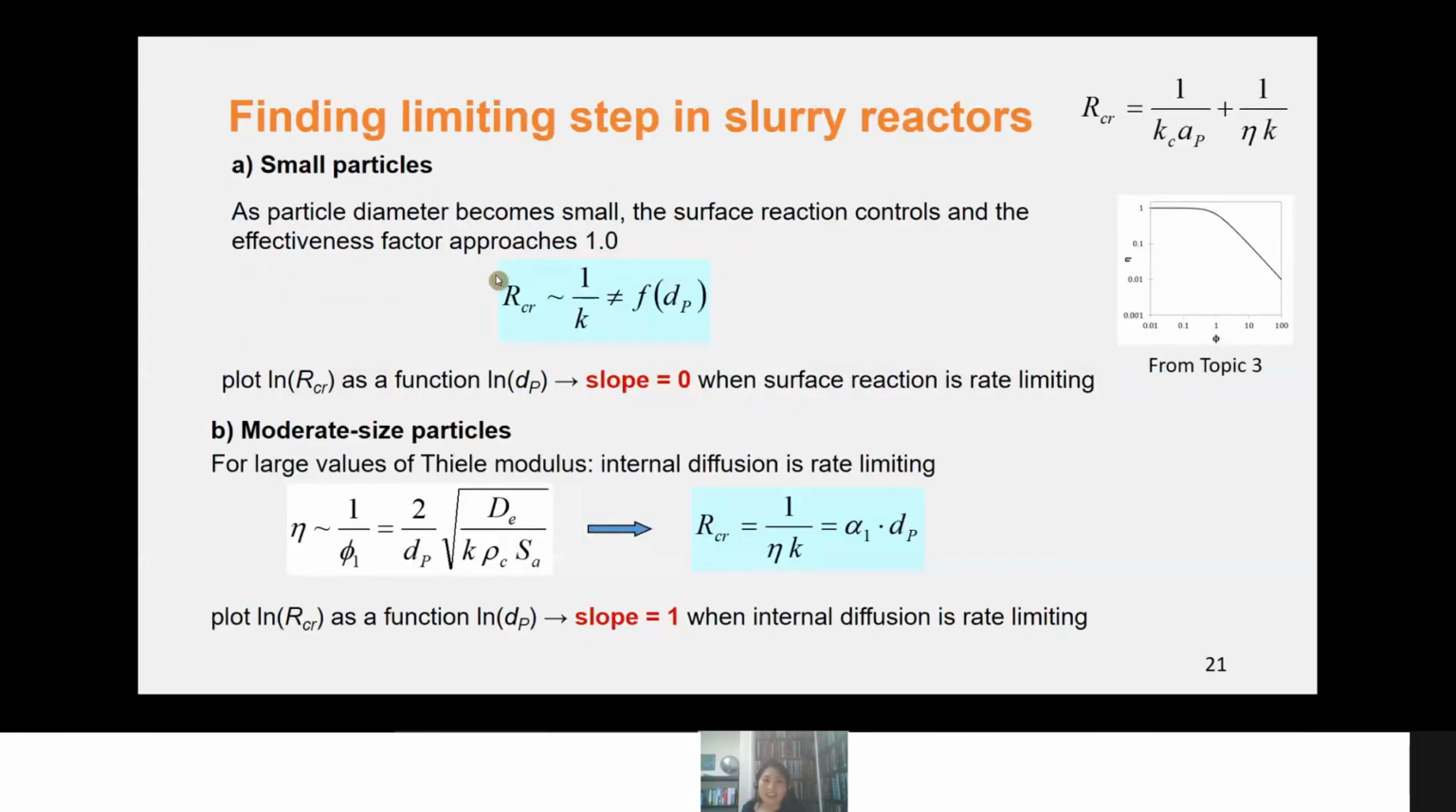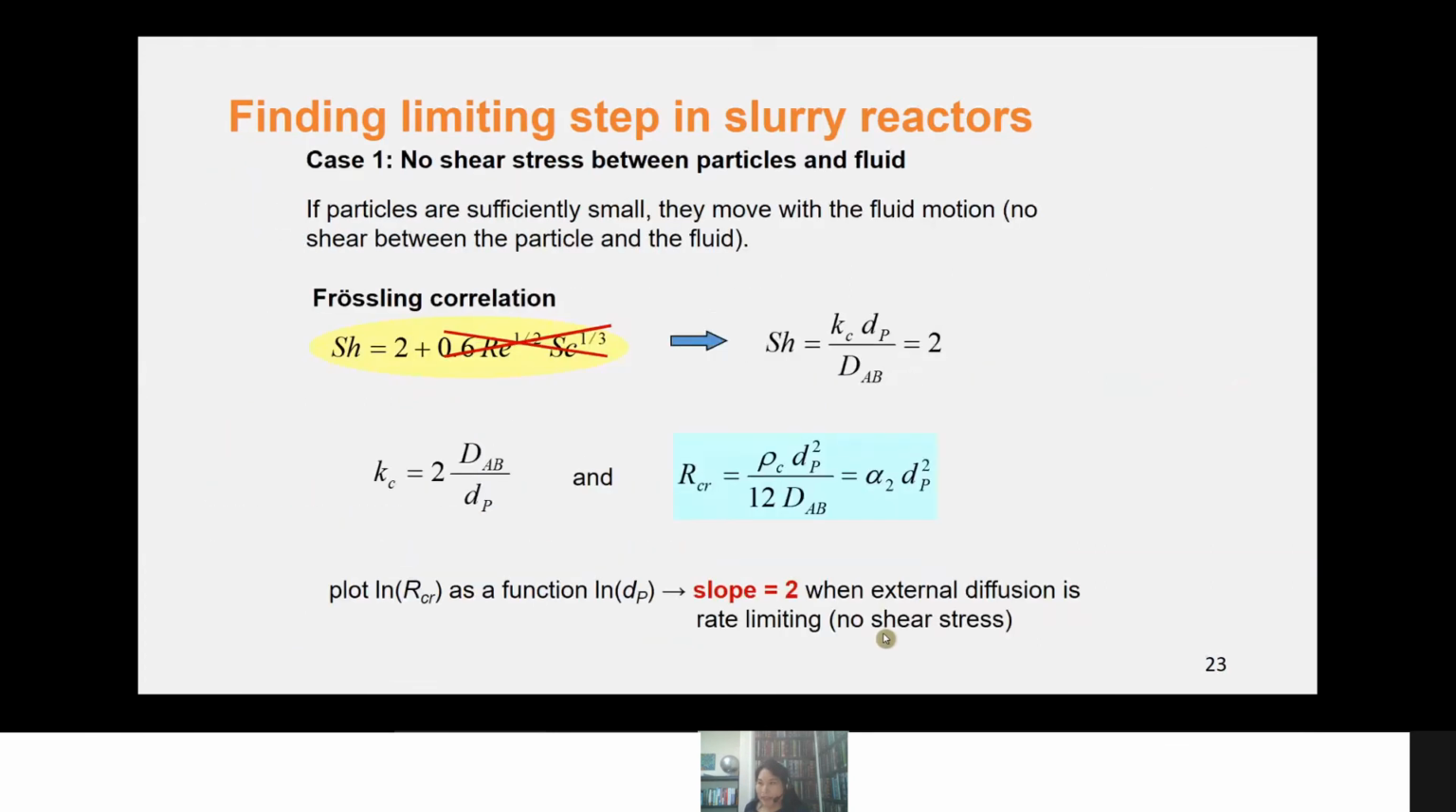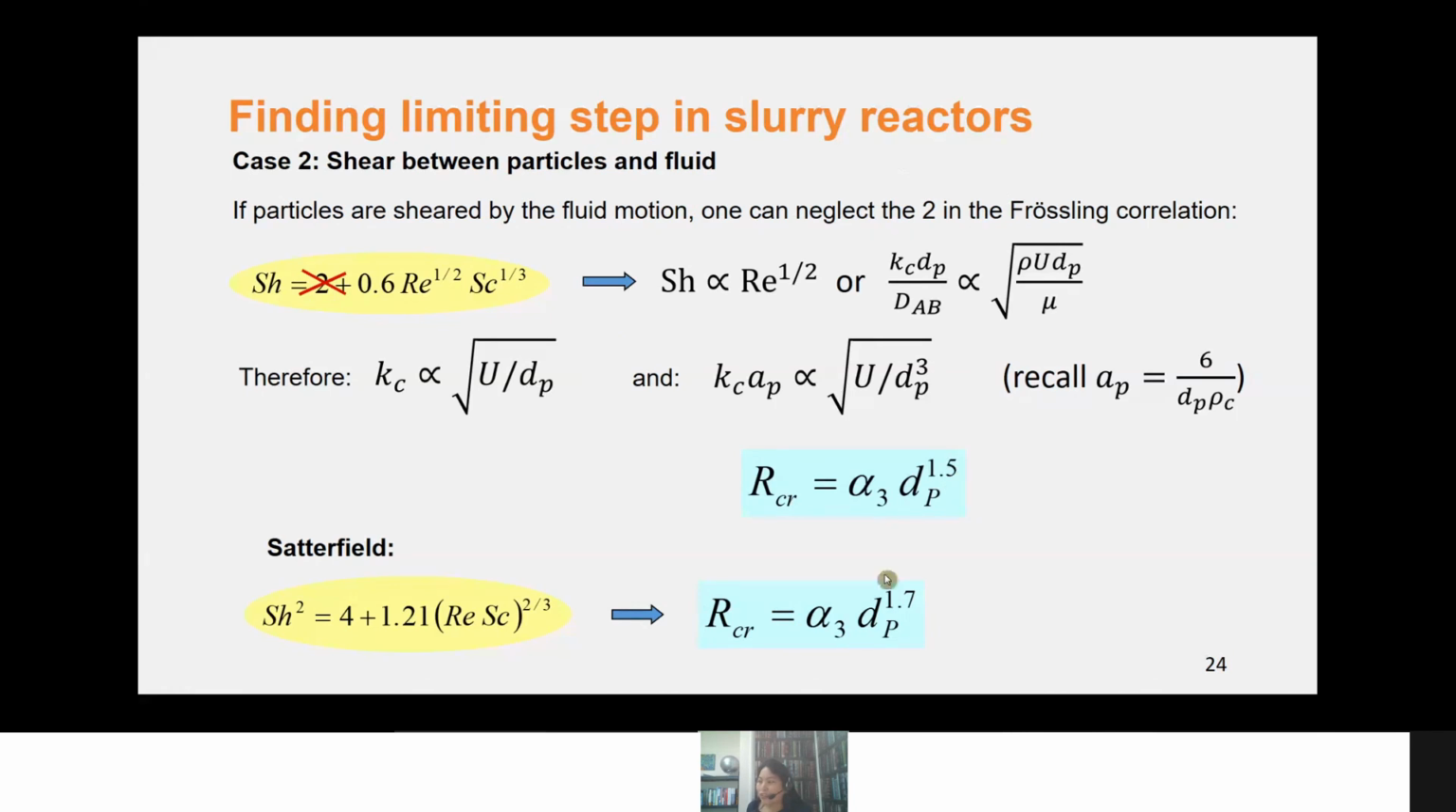The next few slides just summarize what I did on paper. Okay, so we plot the log of RCR as a function of the particle diameter. And if the slope is 0, it's surface reaction limited. If the slope is 1, then internal diffusion is the controlling step. And a slope of 2 means that it is controlled by external diffusion and there is no shear stress. And a slope between 1.5 and 1.7 means that the process is controlled by external diffusion and there is shear between the particles and the fluid.